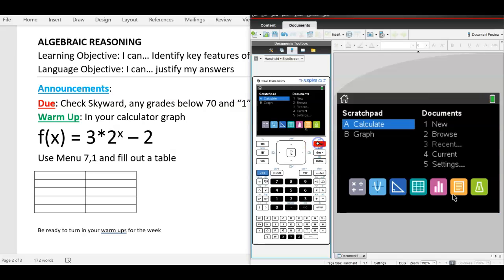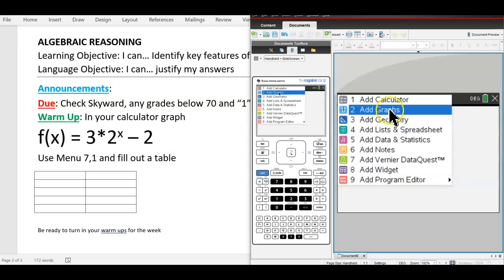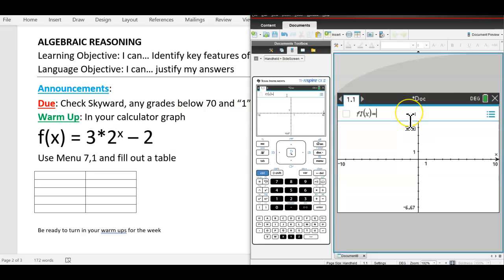Now, I always say to make a new graph, right? A new graph. So new document, don't save, number 2 for graph. Now, I know this is not a multiplication dot, but it's supposed to be 3 times 2 to the x, okay?